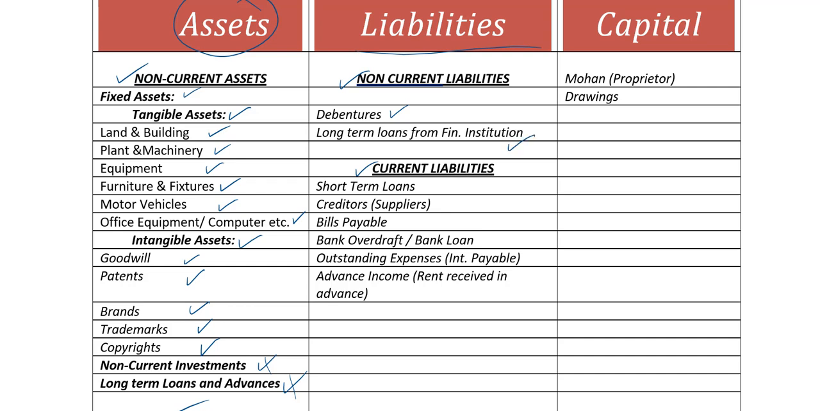And under current liabilities, we have short-term loans, creditors or suppliers, bills payable, bank overdraft or bank loan, outstanding interest or outstanding expense, and income received in advance or advance income. Under capital account, we have the proprietor's account and the drawings account.